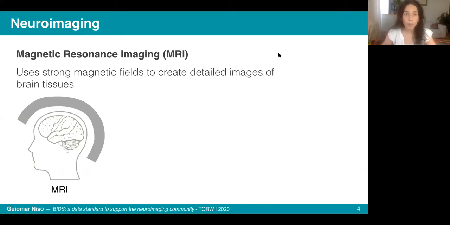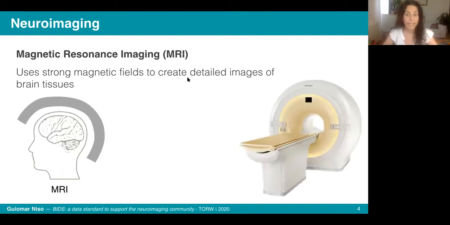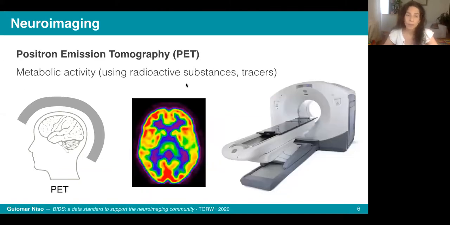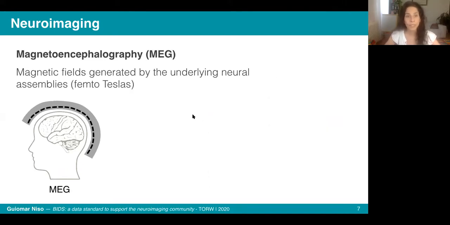So thanks to MRI, magnetic resonance imaging, using strong magnetic fields, we can create detailed images of brain tissues. Another technique is functional MRI, which is able to detect changes related to blood flow, which are usually linked to neural activity. PET, which is positron emission tomography, detects changes in metabolic activity using radioactive substances that are called tracers, and produces these kinds of images.